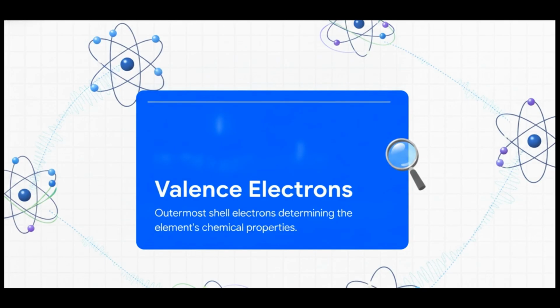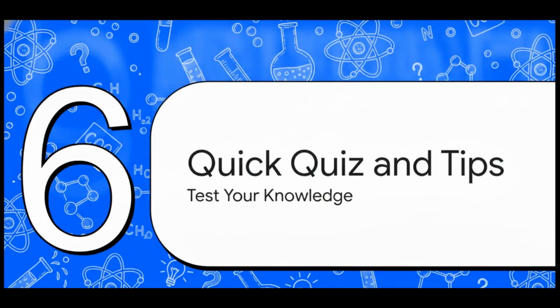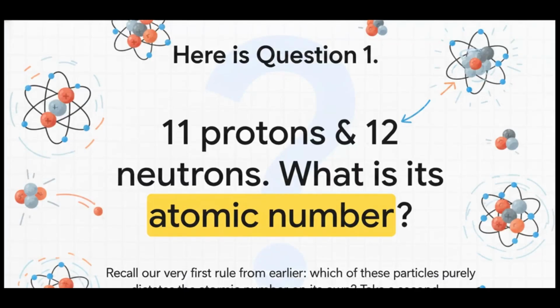This is a massive takeaway. These outer valence electrons are the ultimate deal makers in chemistry. Because they sit on the outside edge, they're the ones bumping into other atoms, which means they completely dictate how an element behaves and reacts. All right, we have covered a ton of ground. Let's hit Section 6, a quick quiz and some tips to lock this all in. Time to see what stuck.